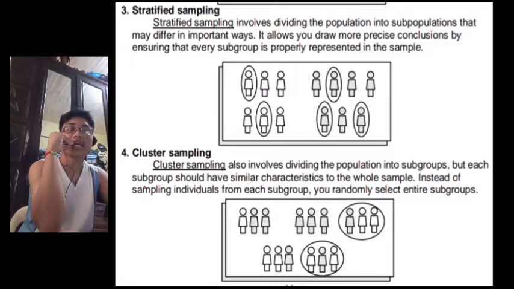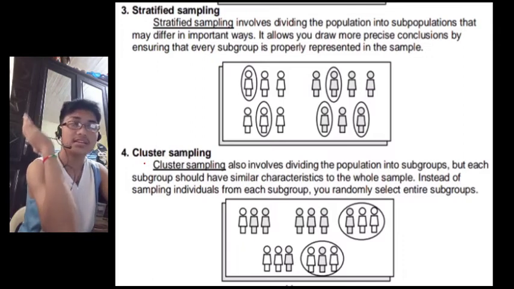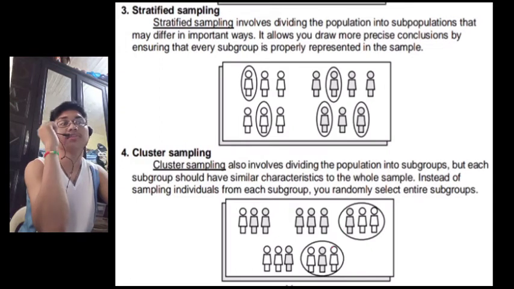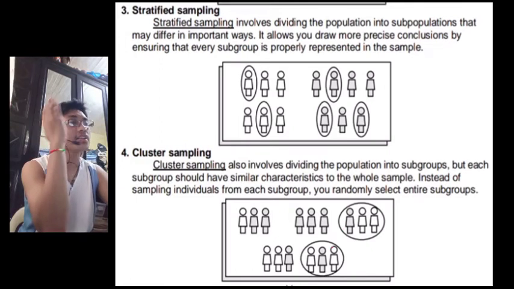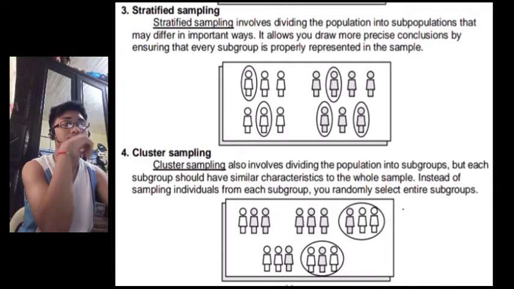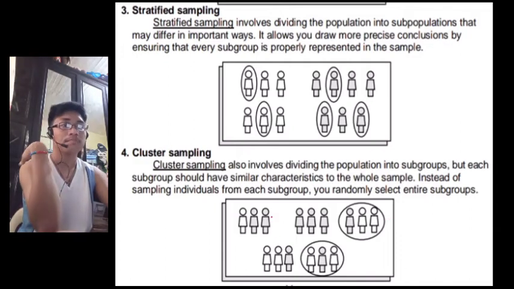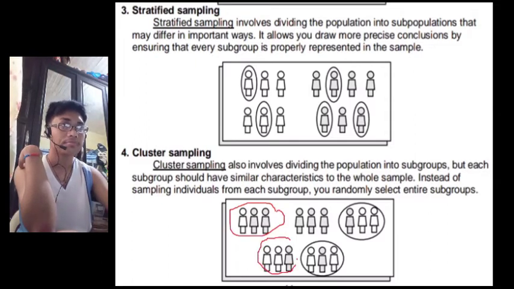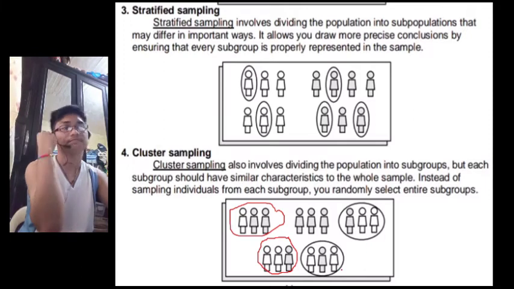Next, cluster sampling. Cluster sampling also involves dividing the population into subgroups. But each subgroup has similar characteristics to the whole sample. Instead of sampling individuals from each group, you randomly select entire subgroups. Like, ako, I rather choose this or this. Randomly. Sabi nila randomly. Diba?